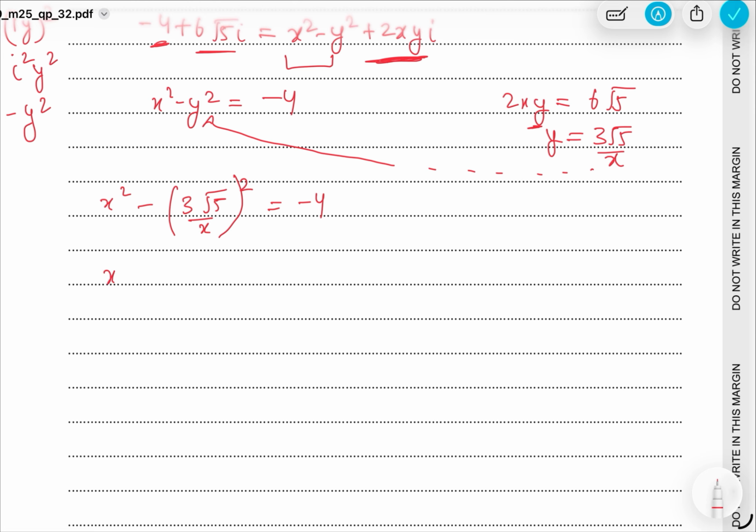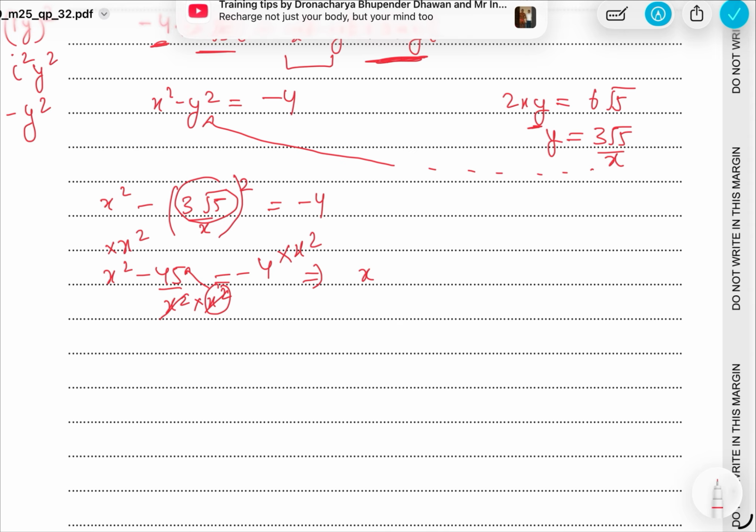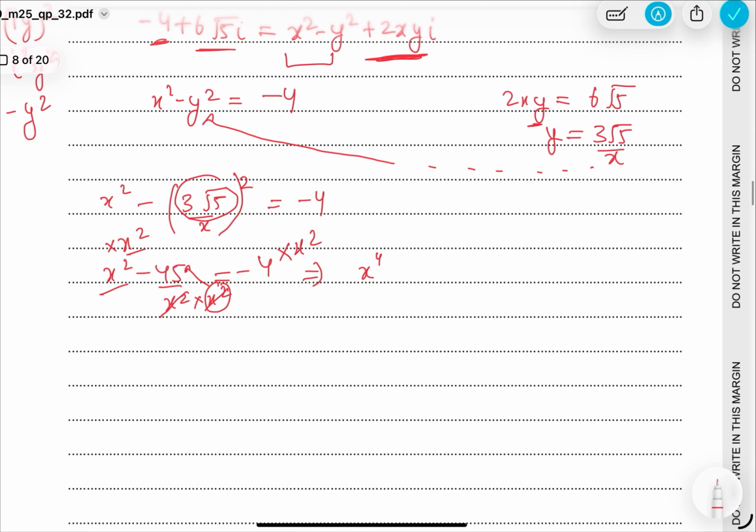Now this would be x square minus 45 upon x square. You have your calculator. Come on, learners. You know that the square of this is 45, right? Okay, use your calculator if you cannot use your mind. So this would be multiply everything by x square. This also by x square. This also by x square. It is in numerator, okay, not in denominator. We are multiplying everything by x square. So these x square will be cancelled. Yes or no? Yes, sir. These will be cancelled, and we will remain with x to the power 4 minus 45 equals negative 4x square.